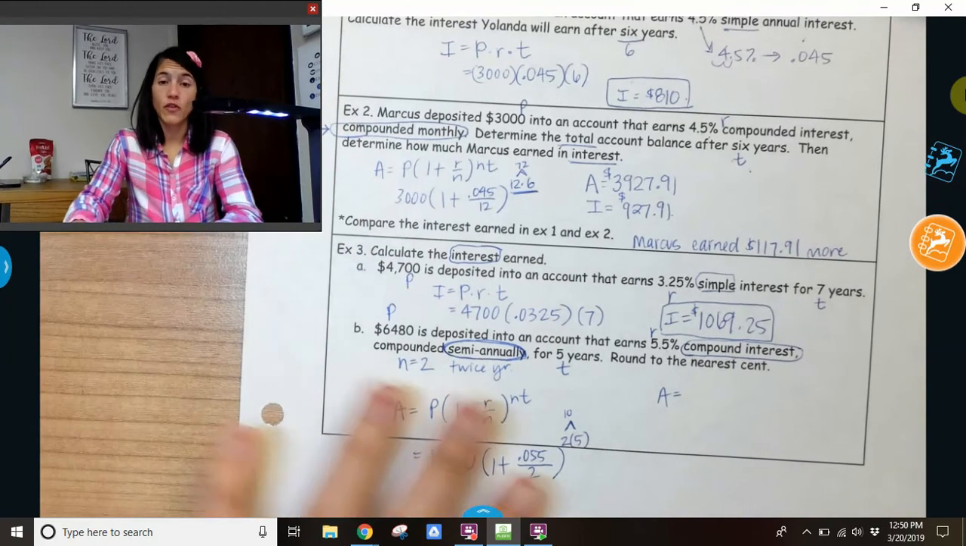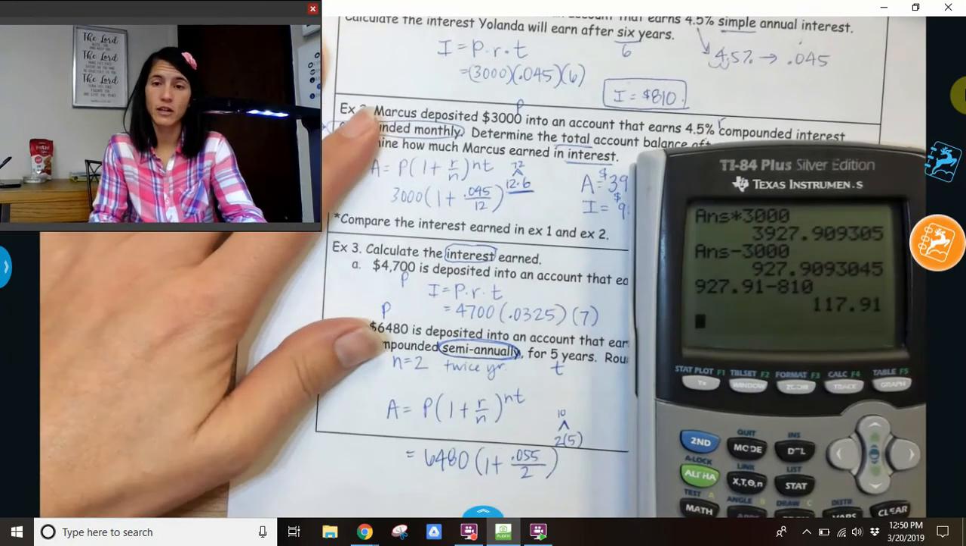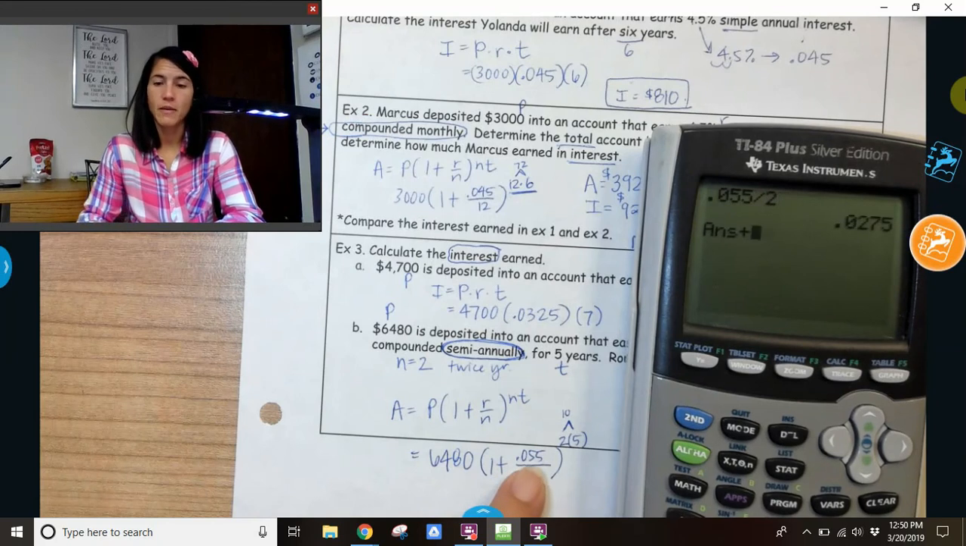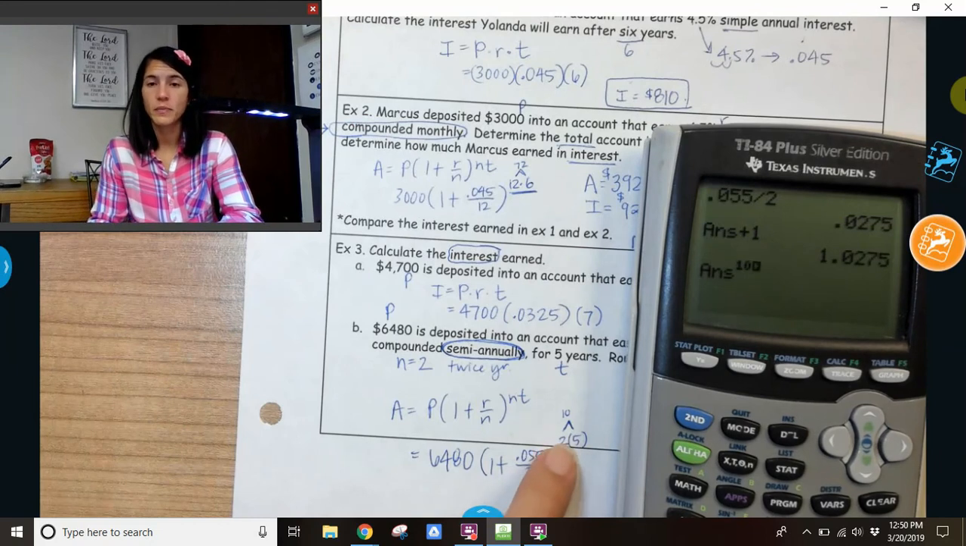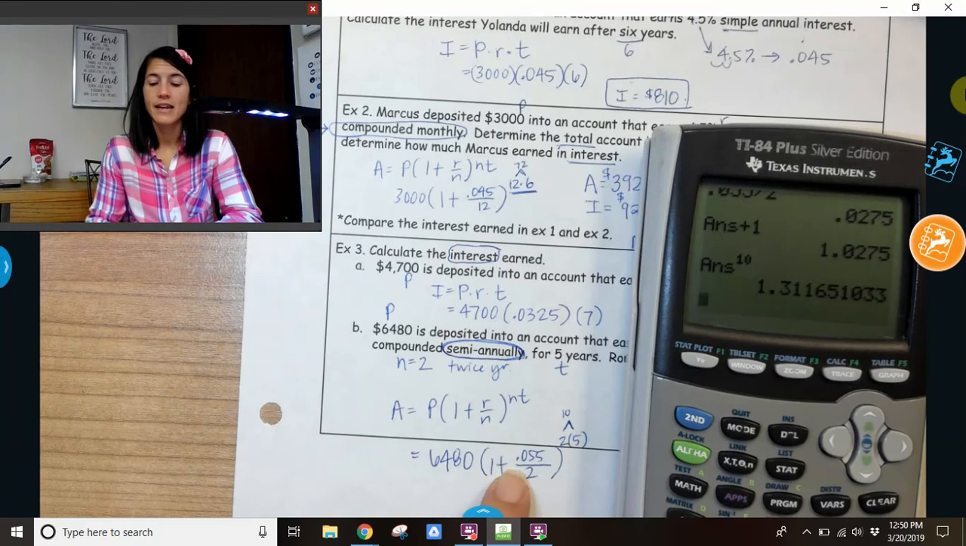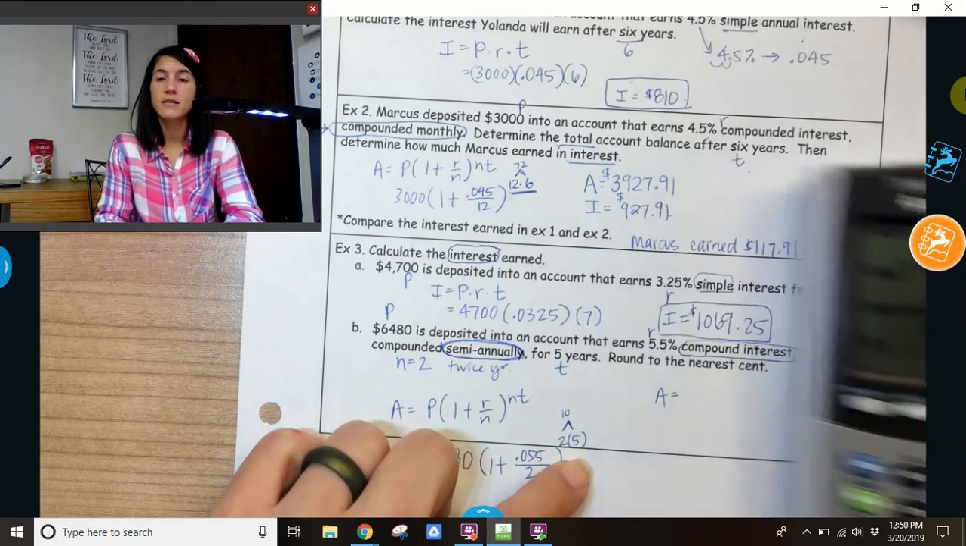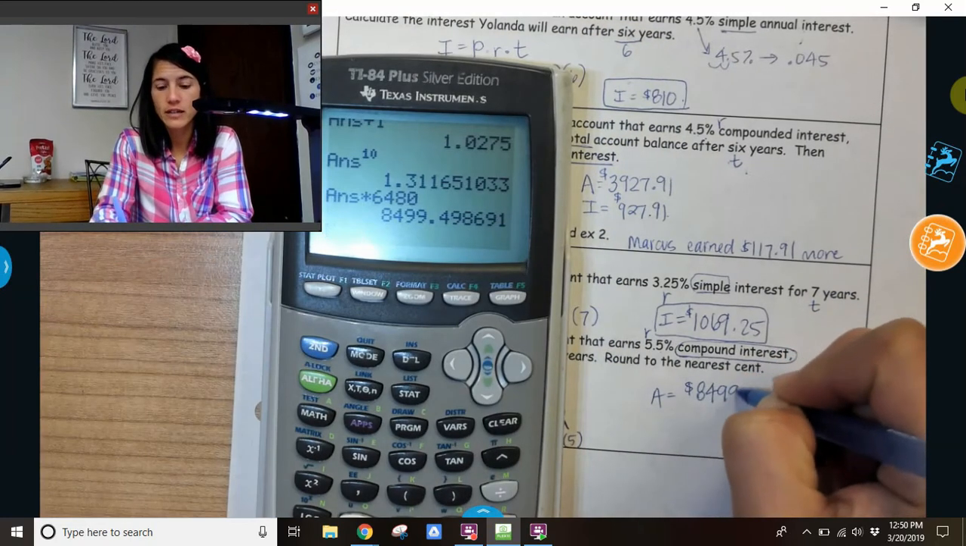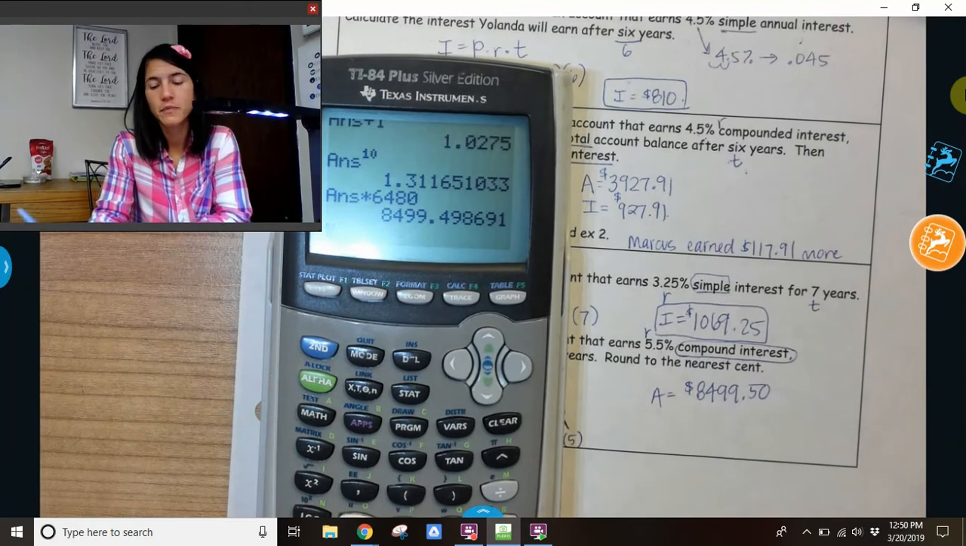From this step, I'm going to go into my calculator, and I'm going to show you what I type in. So follow along with me. First, I have to do my grouping, my parentheses. So 0.055 divided by 2, and then plus 1. So there is my parentheses. Now I need to raise it to the 10th power. And then I can multiply by 6,480, and this is my account balance, $8,499, and we would round this to 50 cents.